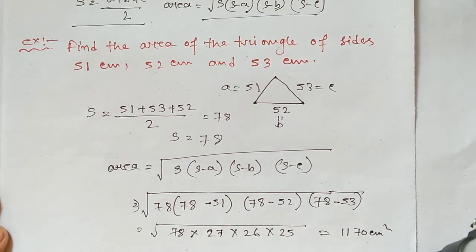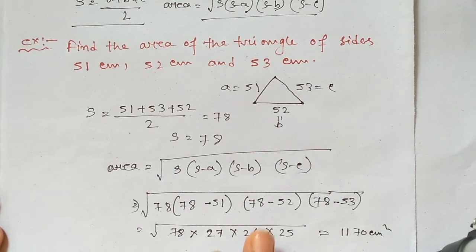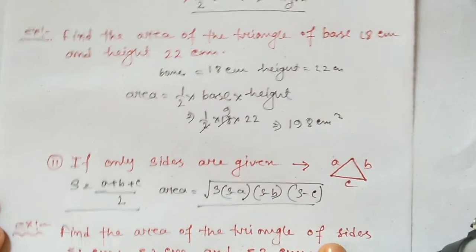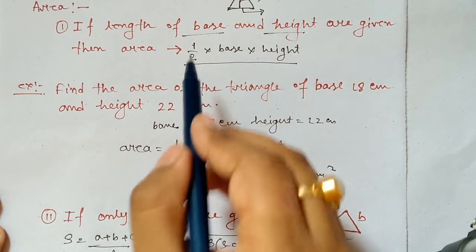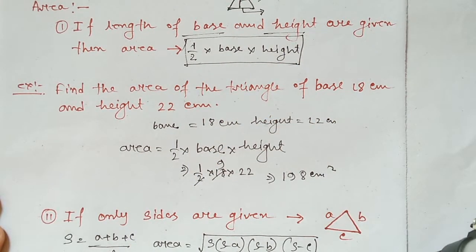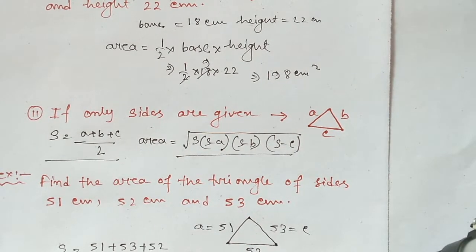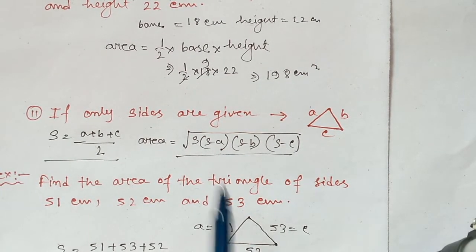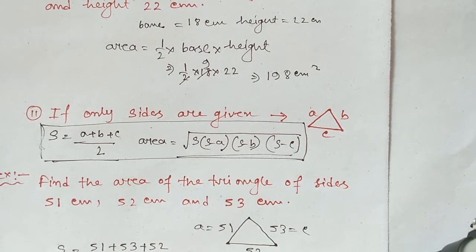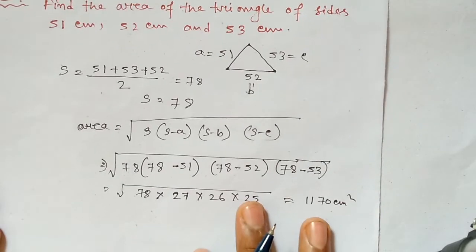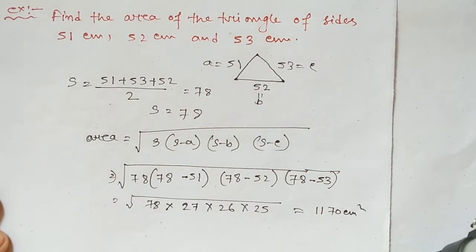So these are the two ways to find the area of a triangle. If height and base are given, then we apply this formula, that is half into base into height. And if only the three sides of a triangle are given, then we apply this formula. At first we evaluate the value of s, that is a plus b plus c by 2, and area is root over s into s minus a, s minus b and s minus c. By applying this formula we get the answer of this problem.